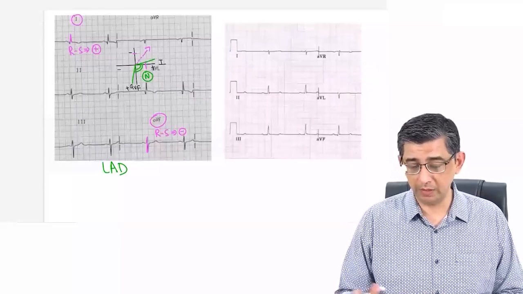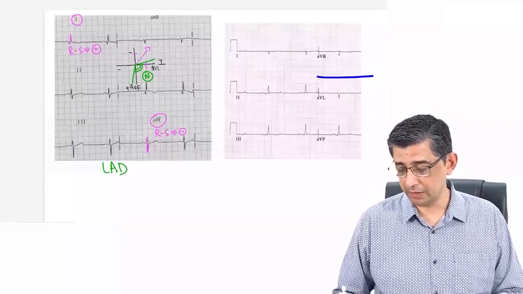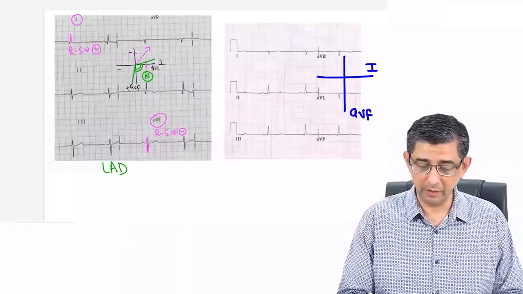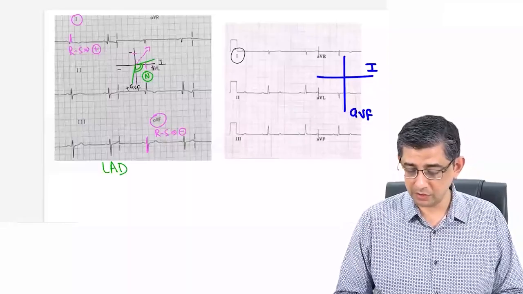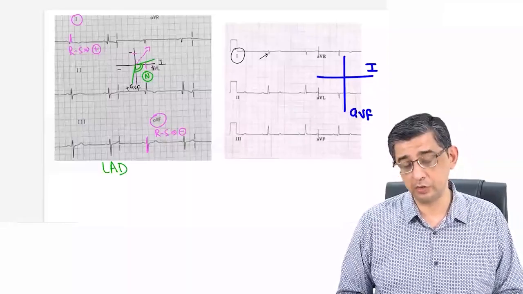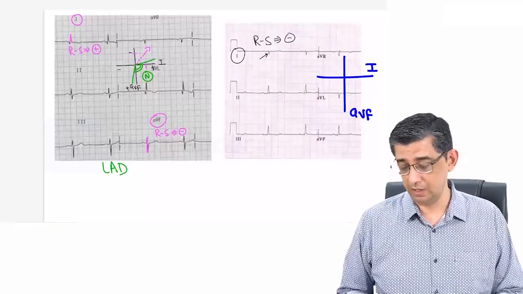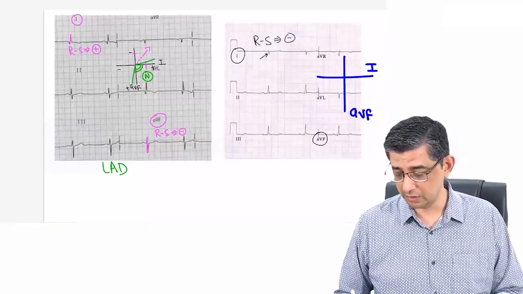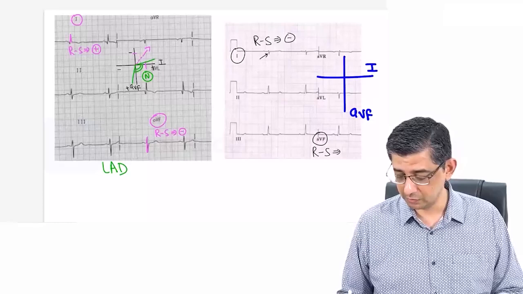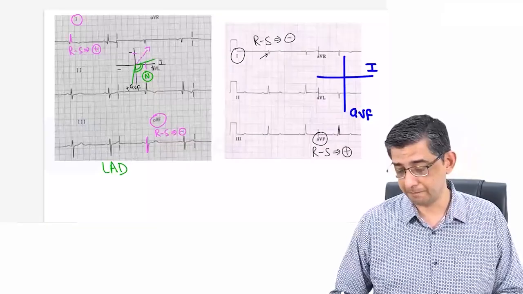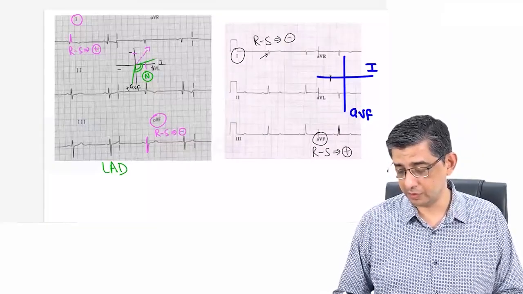Now when we move on to the next diagram, we are going to once again plot lead number 1 and aVF respectively. You can notice that in lead number 1, S is significant, but R is very small. So the vector analysis of R minus S will turn out to be negative. If you look at aVF, you will notice that R minus S will turn out to be positive. So let's just quickly plot it, guys. Lead 1 is negative, and aVF is positive.